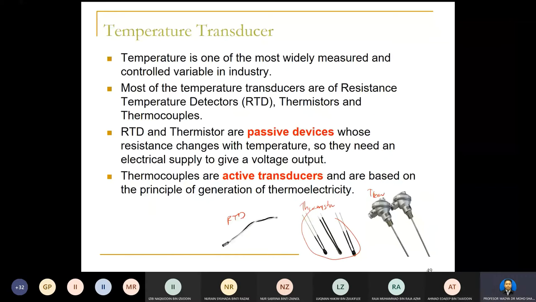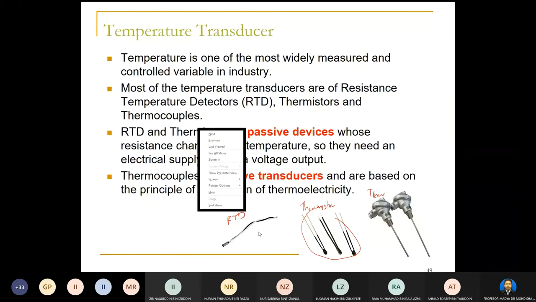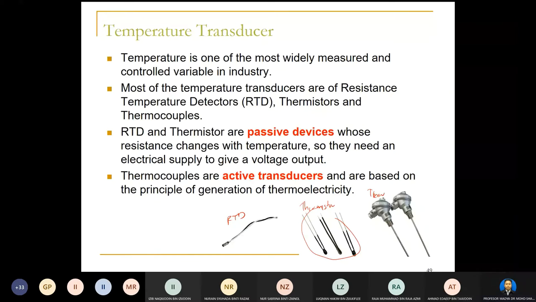Compared to that, the thermocouple is an active transducer. That means no need for a power supply. So the thermocouple is active, no need for a power supply. Actually the thermocouple is based on the principle of the generation of thermoelectricity. That is the principle of the thermocouple.